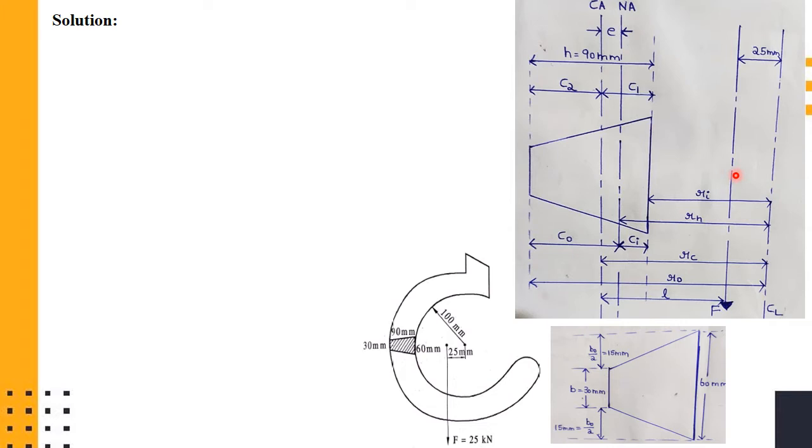After that you can see a load line that is acting there in the figure. There is a load line which is acting at a distance 25 mm away from the center of curvature. So draw the load line at 25 mm away from the center of curvature line. This will be the load line.